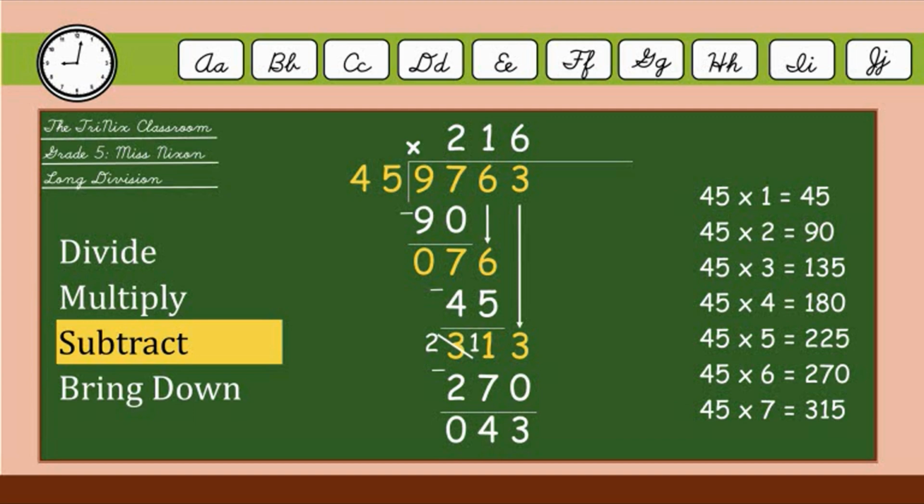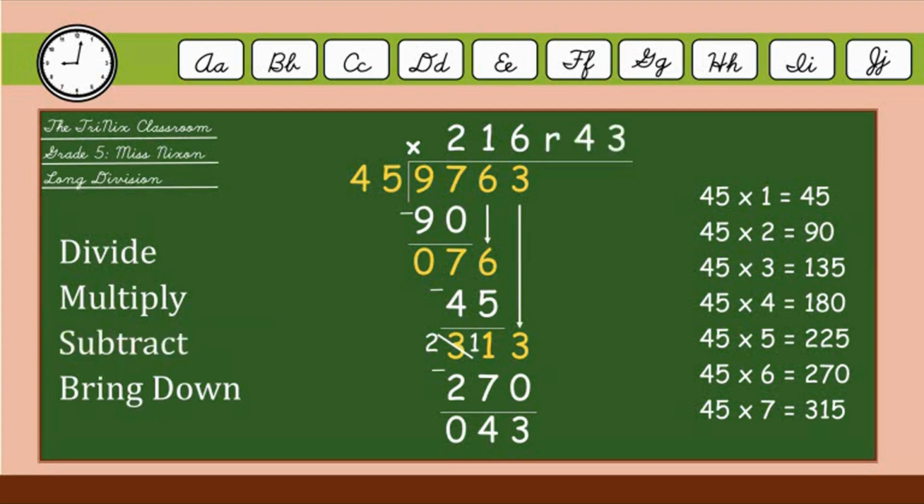Because 43 is less than 45, it cannot be divided, and we have no more digits in our dividend to bring down. 43 becomes our remainder. Our final quotient is 216, remainder 43.